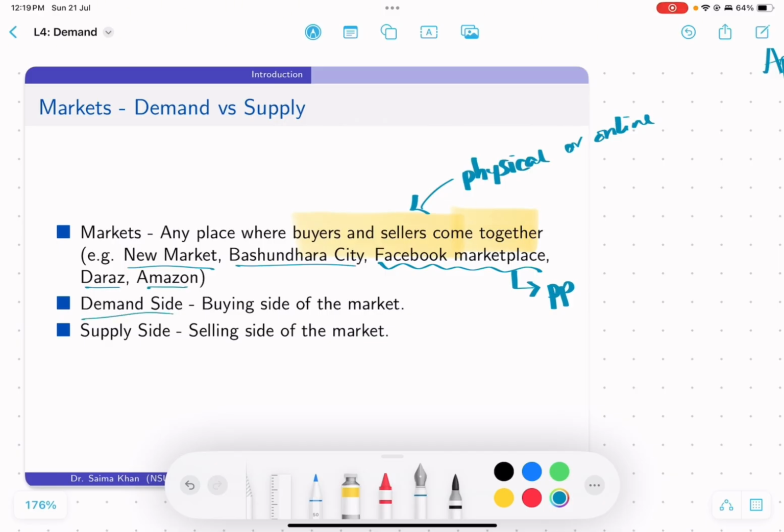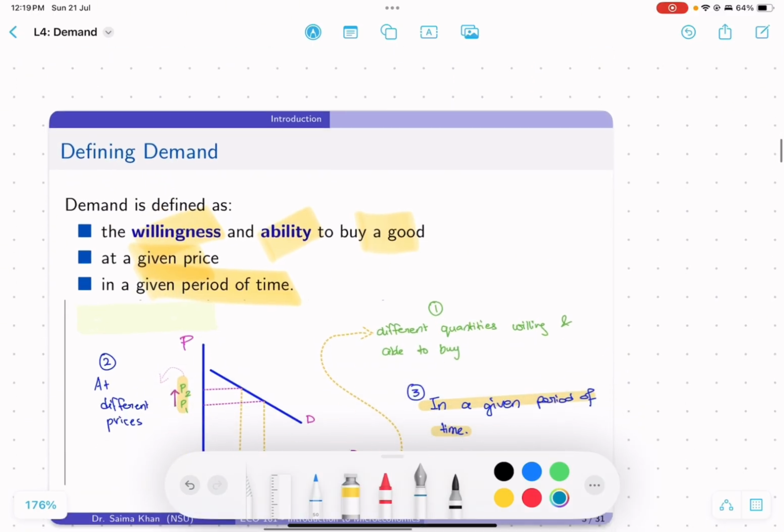So when we talk about the demand side of things, we're basically looking at the buying side of the market. Essentially, we are focusing on the consumers. And when we are looking at the supply side of things, which is the selling side of the market, essentially we are looking at the producers, who are also the sellers. So the first task at hand is to define demand.